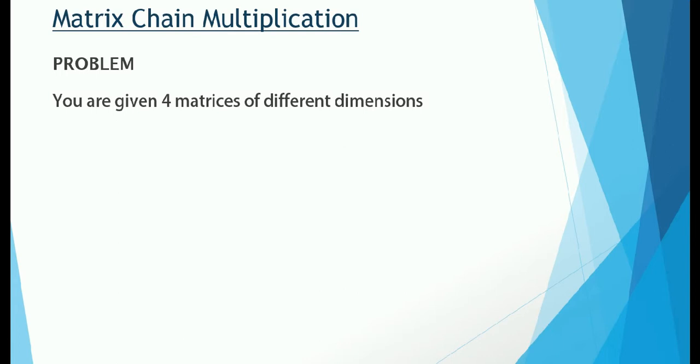You are given four matrices of different dimensions. So your four matrices are A, B, C and D. Now as you can see here, 5 is the number of rows and 4 is the number of columns in the first matrix, which is A. In the second matrix, which is B, 4 is the number of rows, 6 is the number of columns, and likewise in C and D.